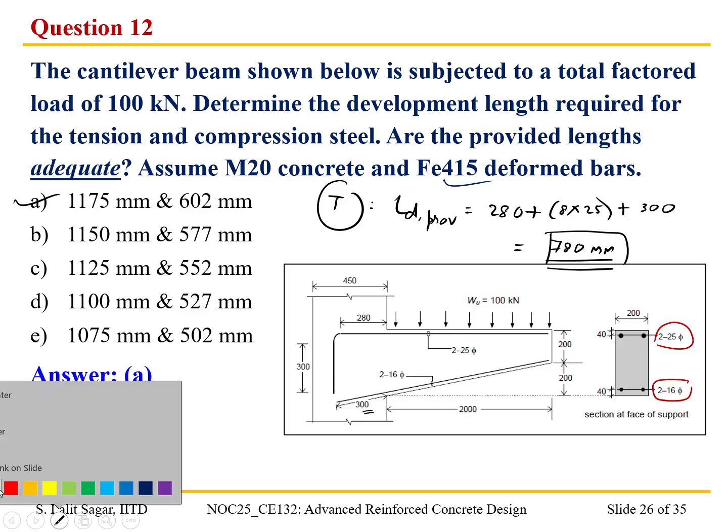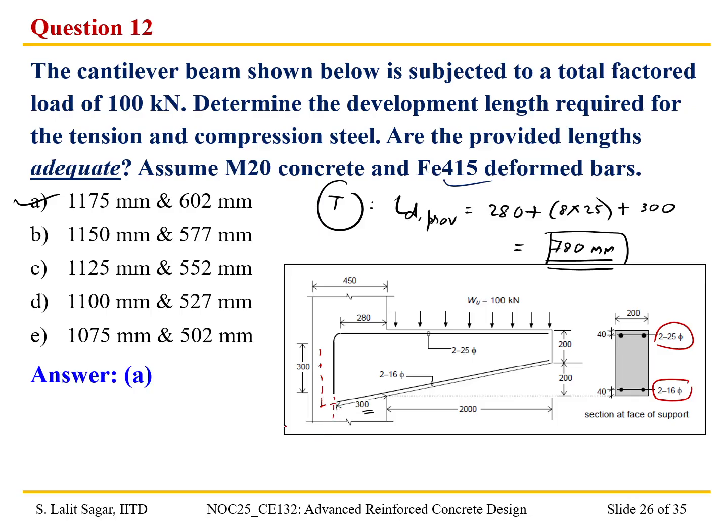In order to fulfill this, what we can do is we can actually extend it and embed it in this direction. Okay. And for the tension steel, we can actually embed it further into the depth of the column, into the lower height of the column.